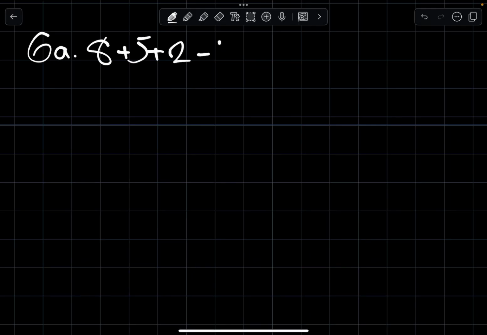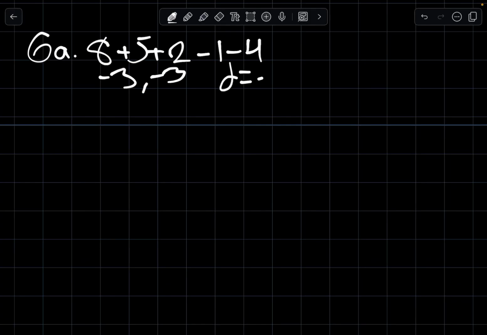Okay, looks like we're getting to the last part of the exercise. And for number 6, they just want us to write each of the finite sums in sigma notation. So they give us a series here: 8 plus 5 plus 2 minus 1 minus 4. And these are the first 5 terms. We can recognize that the arithmetic sequence for each of these is going to be minus 3, minus 3. So we know our d is going to be equal to negative 3.